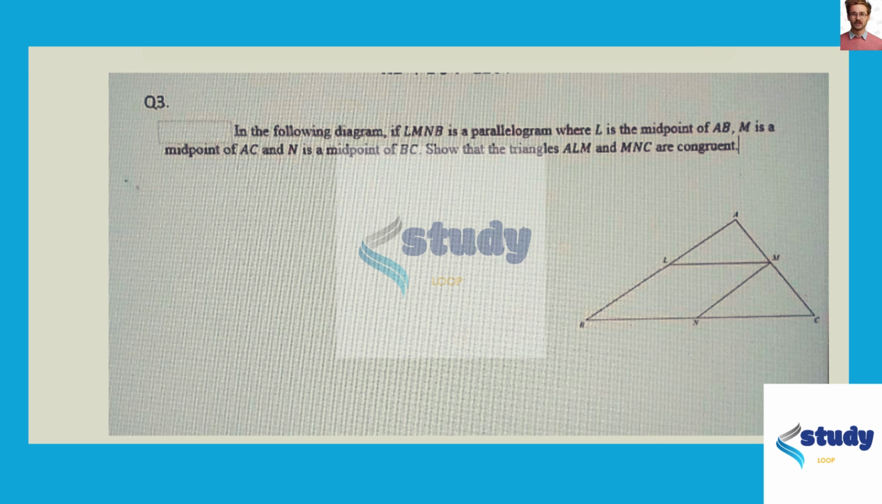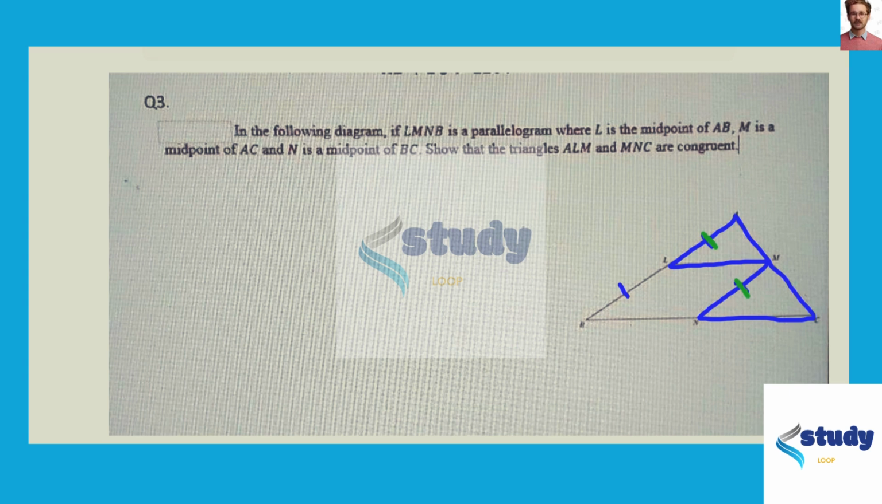If L is the midpoint of AB, then by the definition of midpoint, AL and LB are congruent. Then by the transitive property and the property of parallelograms that says opposite sides are congruent, that would mean MN is the same as those as well. And so in triangle ALM and MNL, we've got a pair of congruent sides so far.